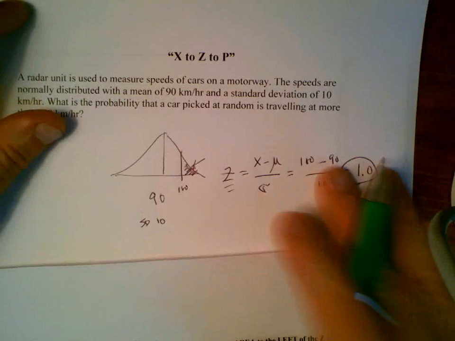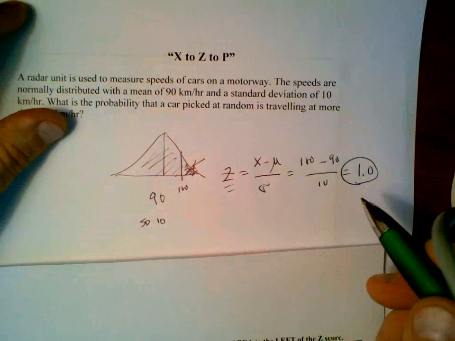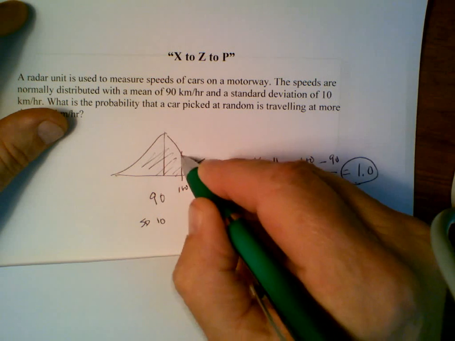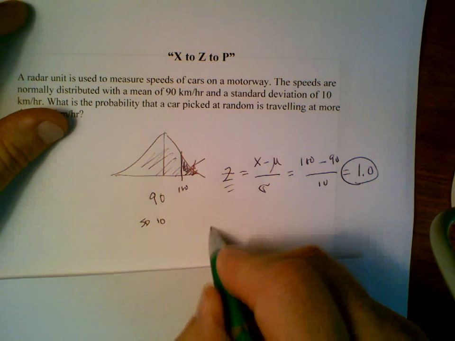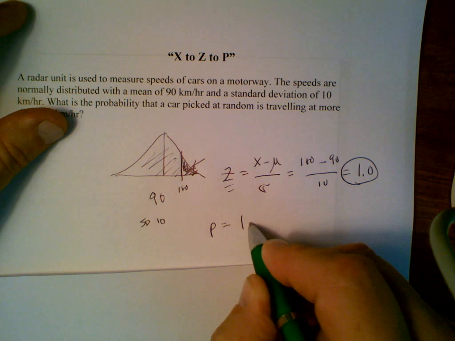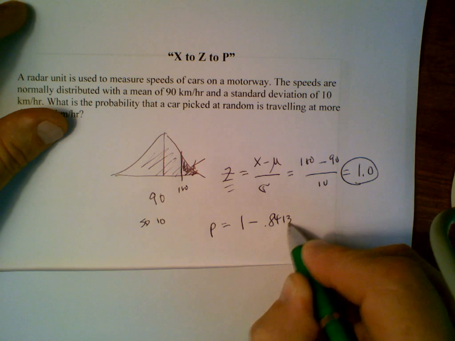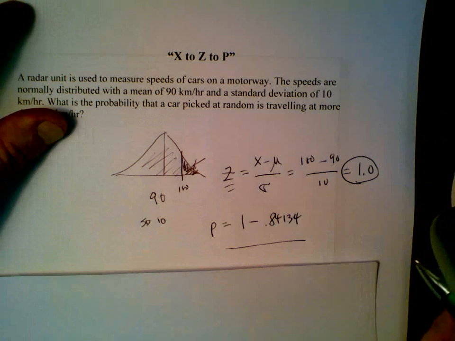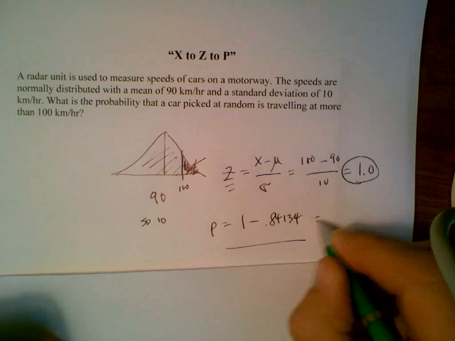Now, notice that our picture shows us that this is the 84% here. What we're looking for is this piece here. And so what you have to do to get the p, the probability, is subtract 0.84134 from 1. And that'll give you the answer. Now, let me do the calculation. I'm not even going to show you the calculator. We'll just do it here. 1 minus 0.84134 is 0.15866.